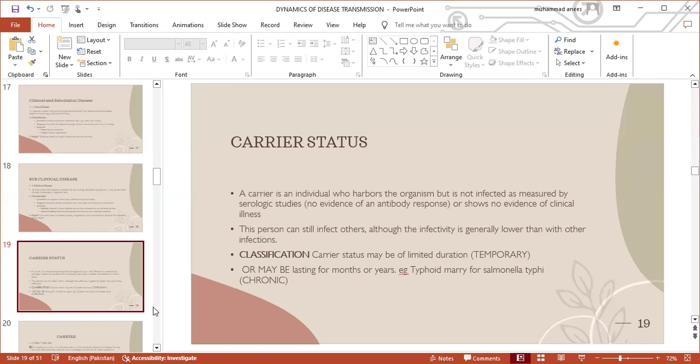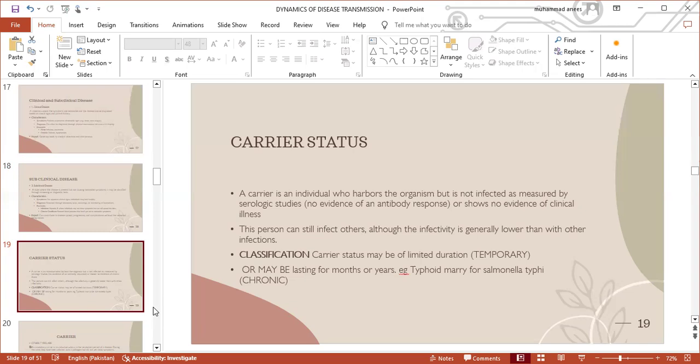Now, what is a carrier? It is an individual who harbors the organism but is not infected as measured by serological testing. No evidence of an antibody response is there, or shows no evidence of clinical illness. This person can still infect others, although the infectivity is generally lower than with other infections.